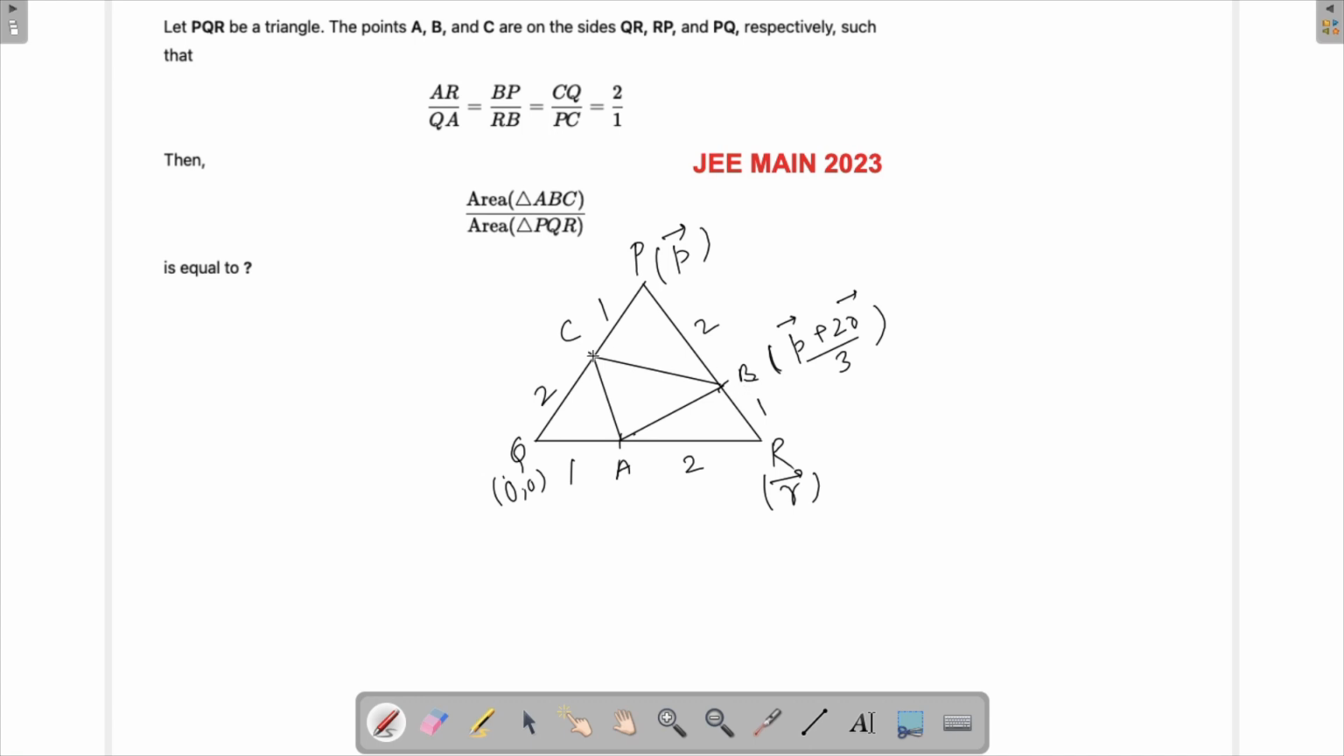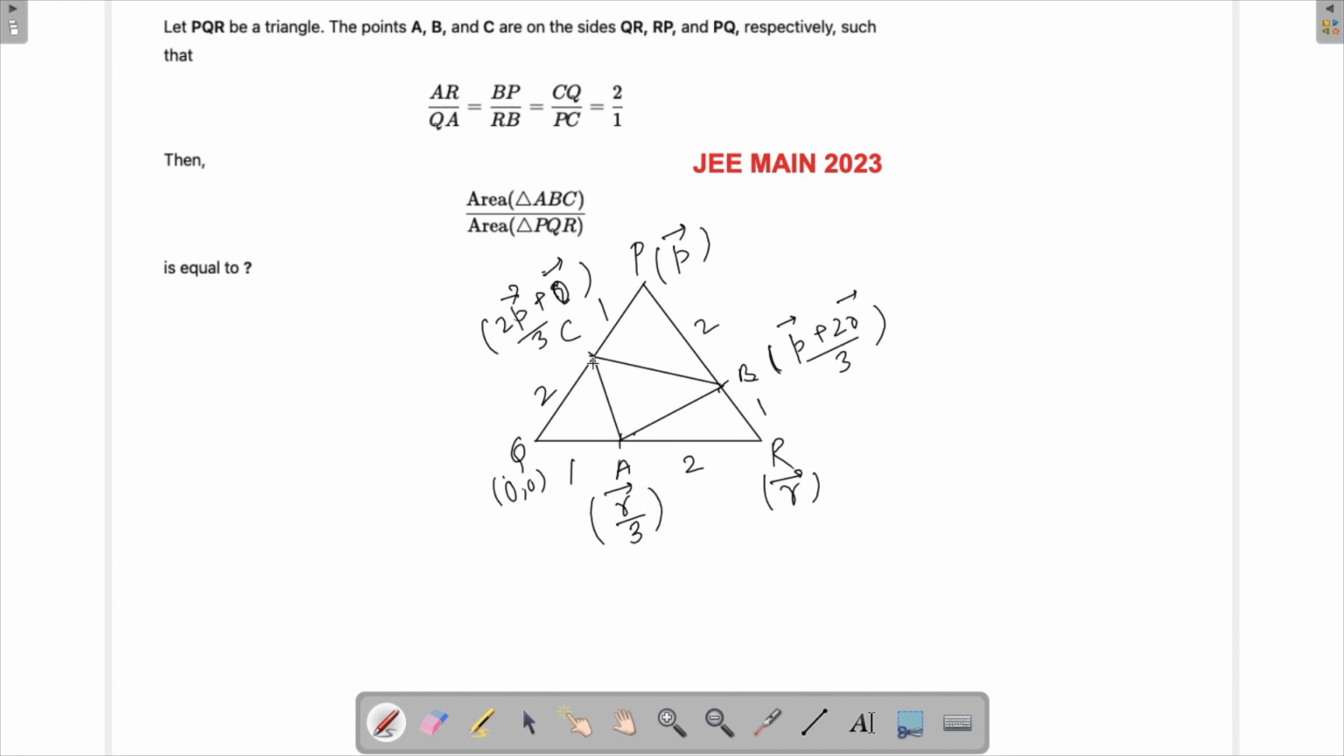Now what will be the position vector of point C? In the same way, 2P plus 1 into Q, but Q is not needed because there is no Q; this is 0, as we suitably assumed. So let's use 0 itself, and upon 3. So this is 2P by 3. And similarly, point A will become 2 into 0 plus 1 into R by 3. So this is R by 3. So these are the position vectors of these 3 points.